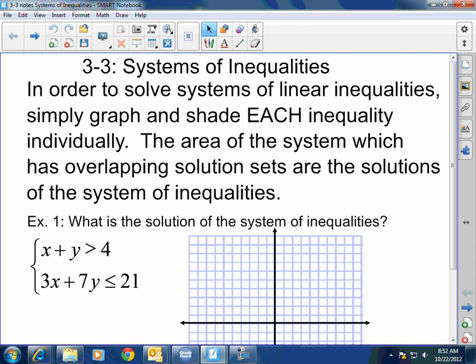In order to solve systems of linear inequalities, simply graph and shade each inequality individually. The area of the system which has overlapping solution sets are the solutions of the system of inequalities. Sometimes it's called the solution boundary. So you're going to graph each, you're going to shade each individually. The area where both shadings come together, that's the solution.